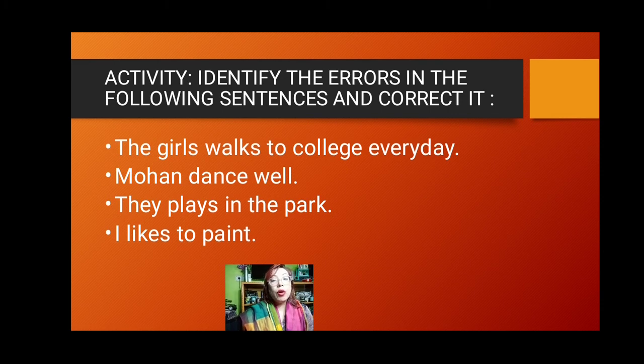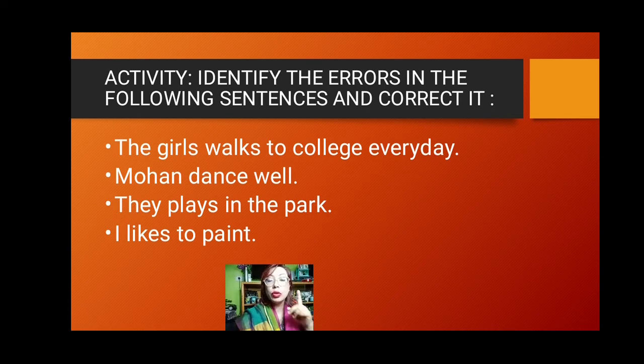In verbs, the base forms are the plural forms. In order to make a verb singular, we add s or es. All right, students? So it is just the opposite of nouns. That's why in the sentence, the girls, what should it be? Walk. Walk is the plural form. It is not walks.